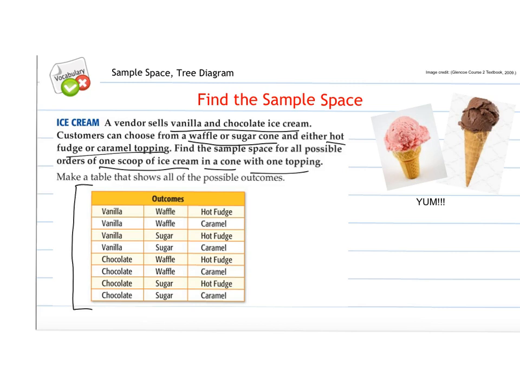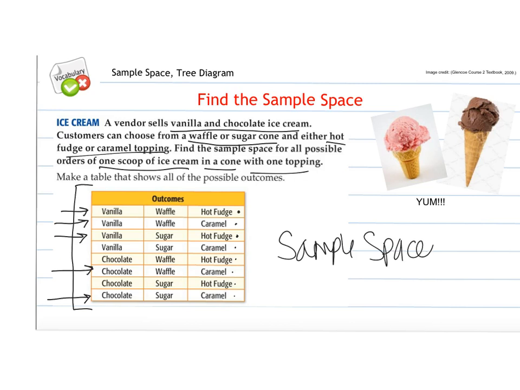So we can see we can get vanilla in a waffle cone with hot fudge. We can get vanilla in a waffle cone with caramel. We can get chocolate in a waffle cone with caramel. We can get chocolate in a sugar cone with caramel. We can get vanilla in a sugar cone with hot fudge. So then if we count, we have 1, 2, 3, 4, 5, 6, 7, 8. So our sample space, which means how many total different options there are of ordering, is 8.